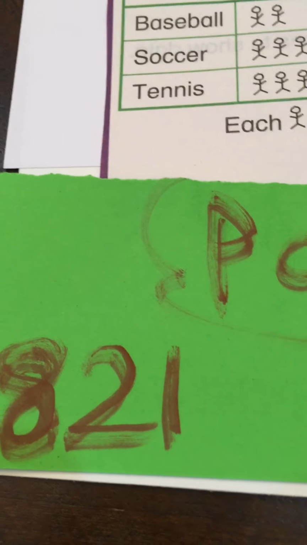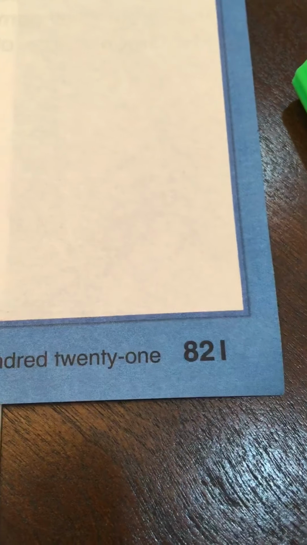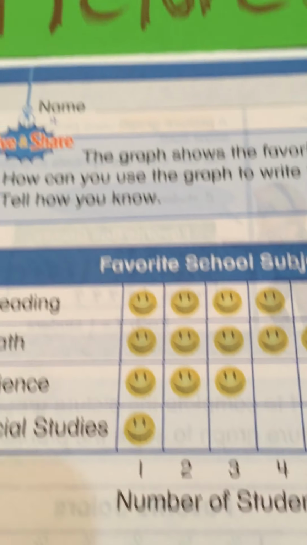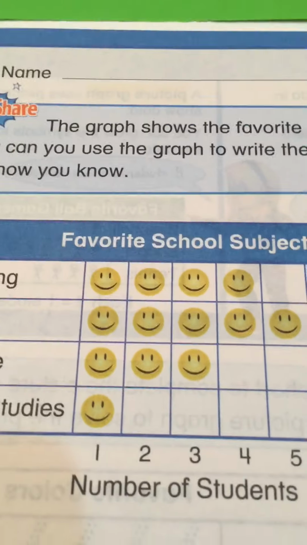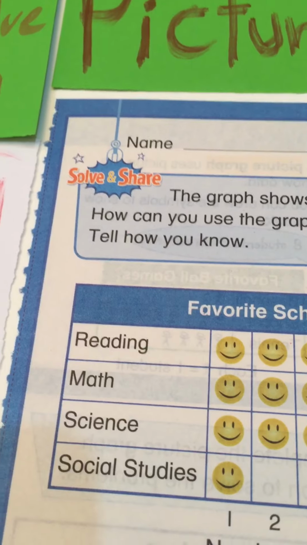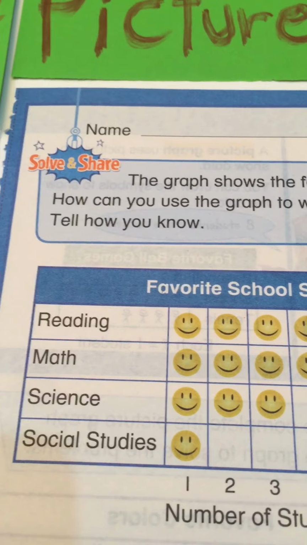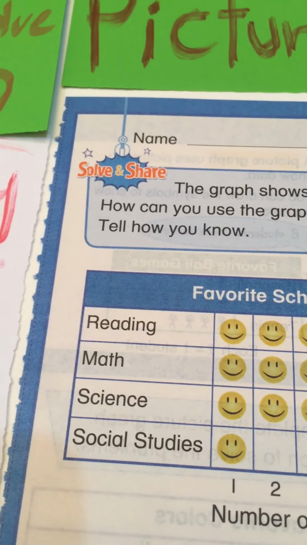So first of all, go to page 821 to 822 today. And also we will divide the lesson into 2 days. Tomorrow we'll finish it. So today, all of us go to page 821 and start here with the graph. Show the favorite subject for a class, and how can you use the graph to write the data in this table and tell how you know.